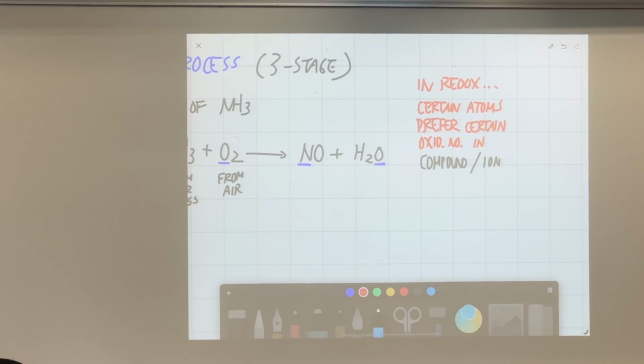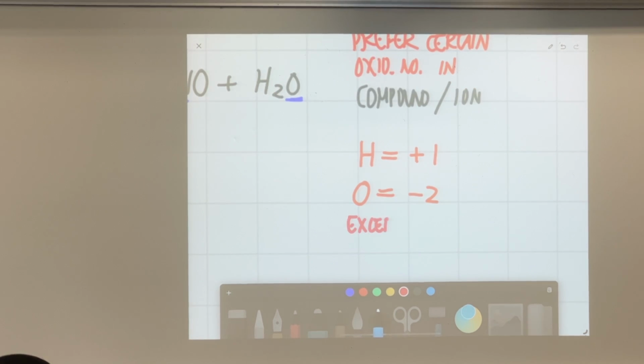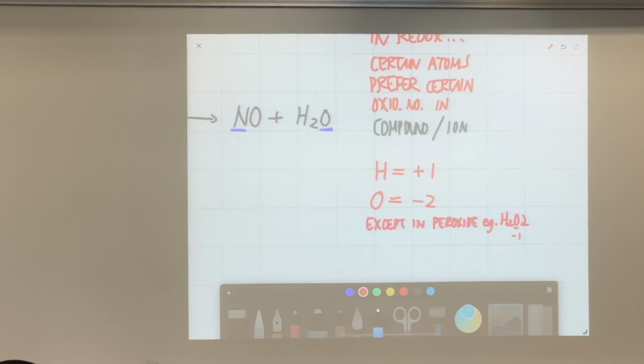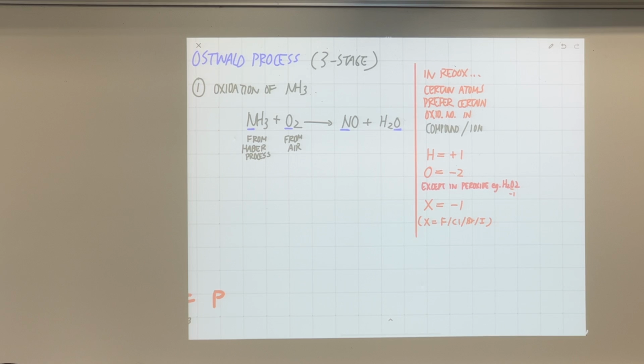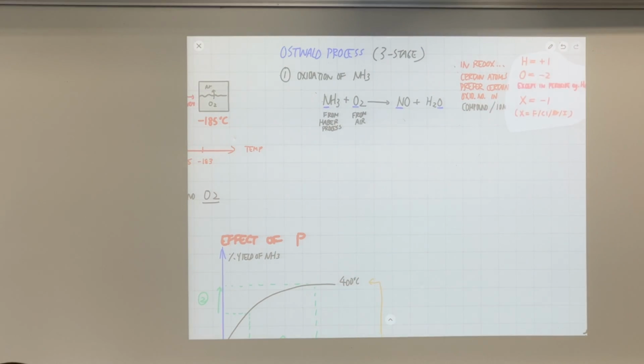Okay, they must be 0. So can you put down what those are? H prefers to have an oxidation number of +1. O prefers to have an oxidation number of -2, except in peroxide, such as H2O2, where O will be -1 instead. And finally, you have halogens preferring an oxidation number of -1. X is Cl or F or Br or I. Now this you need to recall from the redox chapter. Okay, so this is what it is.